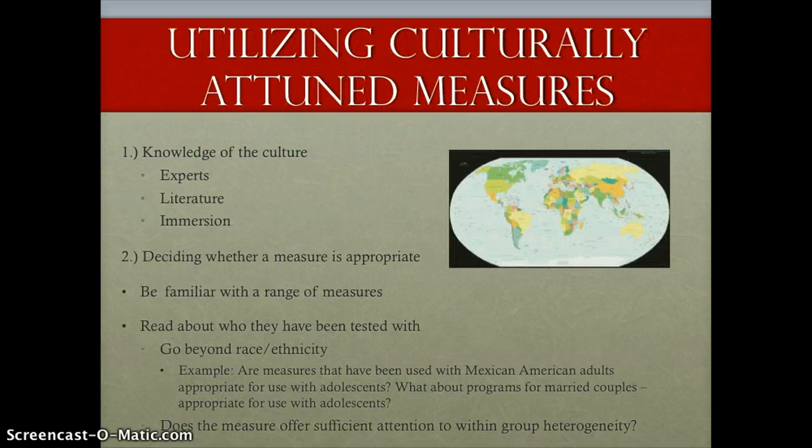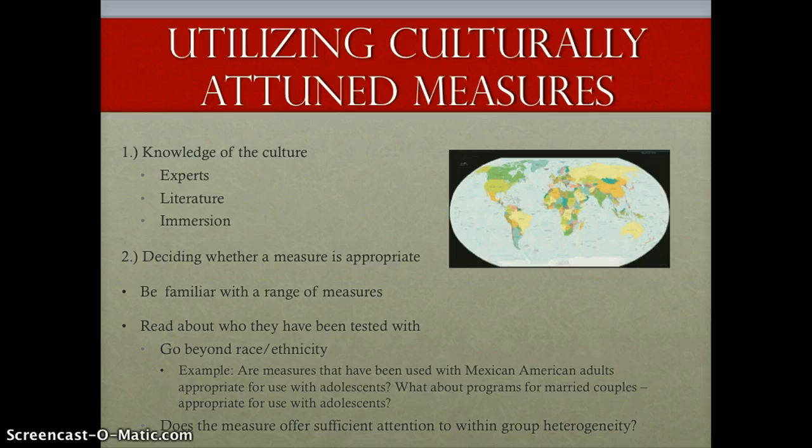And then utilizing culturally attuned measures. So some things you can do, be familiar with a range of measures, get expert key stakeholder opinions about it. So know your literature. That literature review really can help to know some of the cultural considerations to be thinking about. Use an intersectional lens. I really highly recommend going back to that week 1 reading on intersectionality theory. Thinking beyond race and ethnicity, is a measure appropriate for differently abled individuals, for thinking across age.